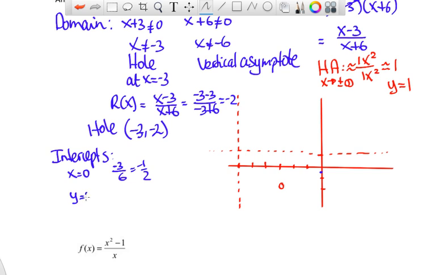And how do I solve for 0 here? And again, I'm using the reduced form here. So x minus 3 divided by x plus 6 is 0. That occurs when x minus 3 is 0, so x is 3. So there's a 0 at 3. So my intercepts are in blue.